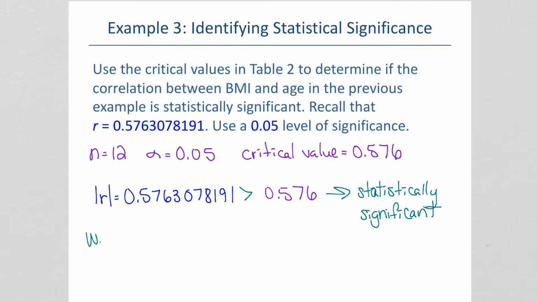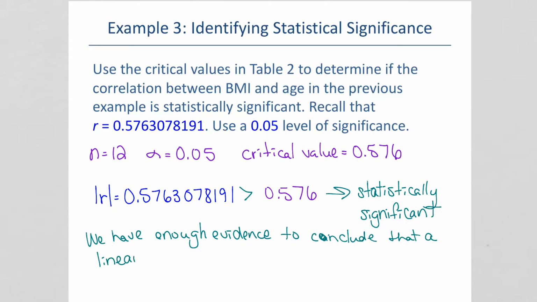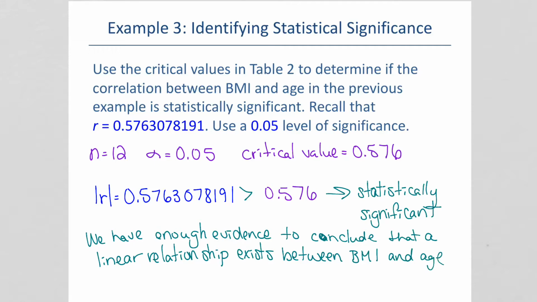So we can say that we have enough evidence to conclude that a linear relationship exists between BMI and age for male ultra marathoners. That's what example 2 was about.